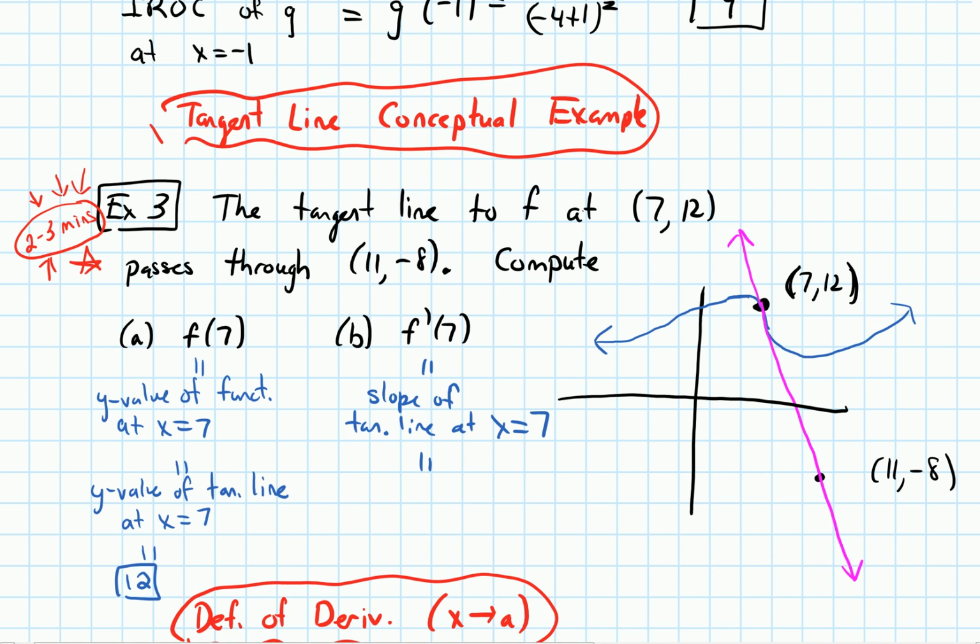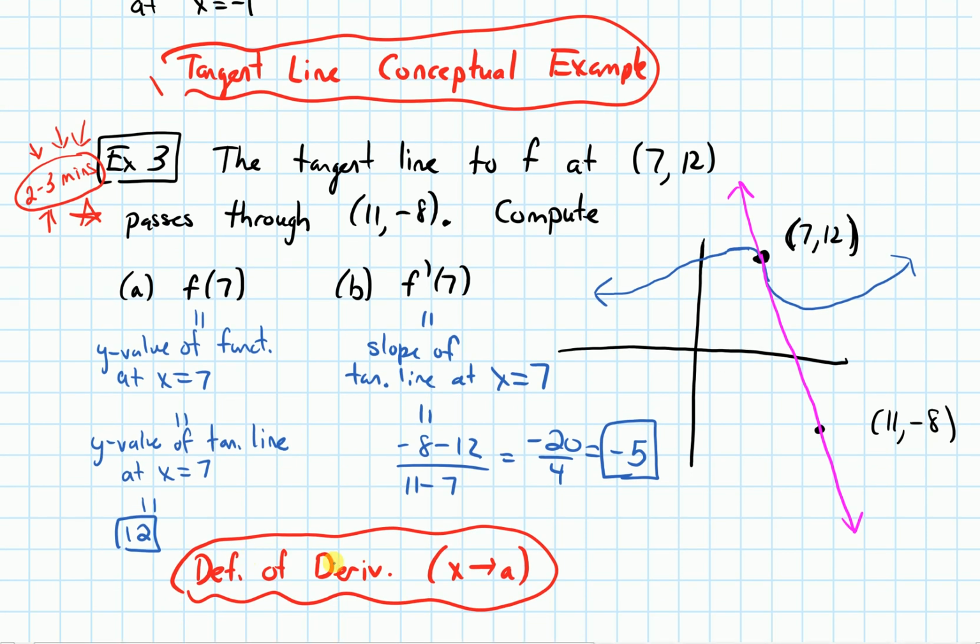The picture is just there to help me get a visual idea of what's going on. So if I want the slope of the tangent line, I just have to find the slope of the line connecting these two points. So I use my slope formula: -8 minus 12 over 11 minus 7, which is -20 over 4, which is -5. And that is the slope of the tangent line. So in the next video, we will look at another form for the definition of the derivative.